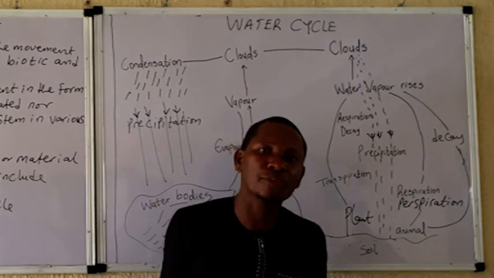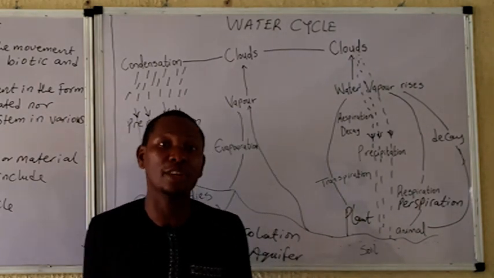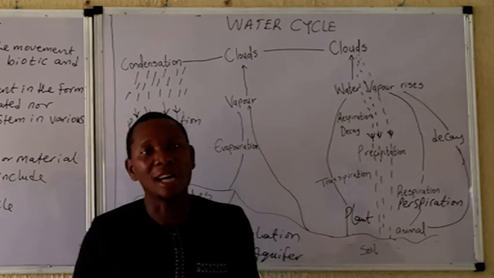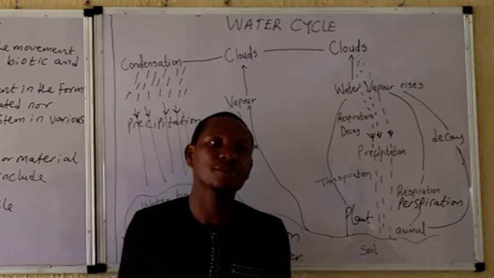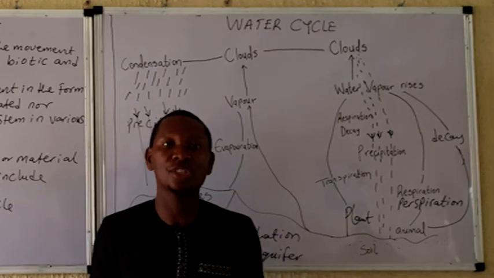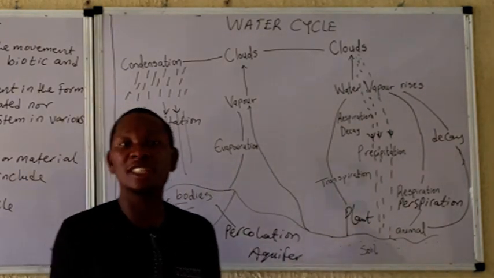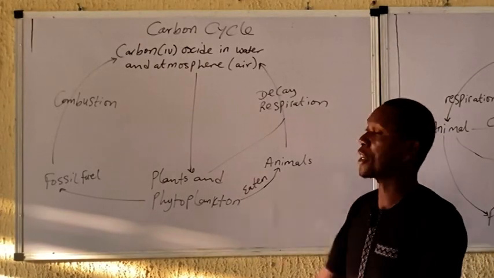And what is the importance of water? We know that water is very essential for life, necessary for digestion, and various metabolic processes require water. So details of the function of water are displayed on the board. Let's go to the next cycle, the carbon cycle.